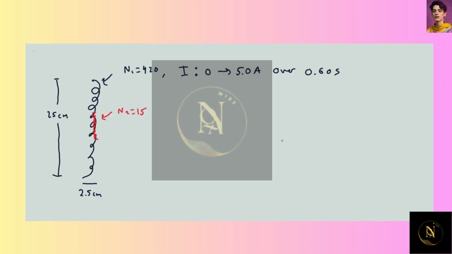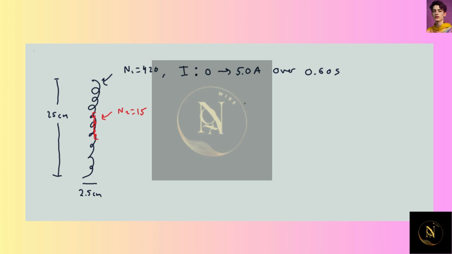So a solenoid with 420 turns is 25 centimeters long and has a diameter of 2.5 centimeters. And what we do is we attach a smaller 15-turn coil around the center of the big solenoid. We're told that if the current of the solenoid increases uniformly from 0 to 5 amps over a course of 0.6 seconds, there'll be an induced EMF in the shorter coil. And our goal is to find this induced EMF.